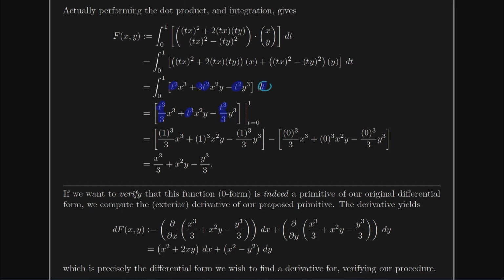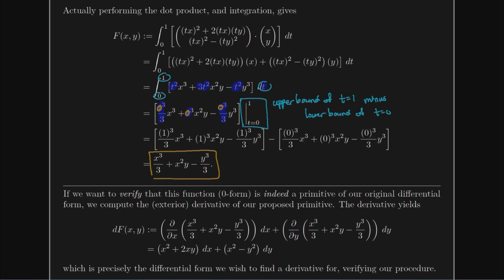Of course, in the variable t, I've got my lower bound and my upper bound. That's saying I'm going to evaluate on the upper bound of t equals 1 minus lower bound of t equals 0. So I just plug in the upper bound. That's when t equals 1. So a 1, a 1, and a 1. And then I subtract the lower bound when t is 0. So 0, 0, 0. Turns out the 1s are the only terms which survive. And I get x cubed over 3 plus x squared y minus y cubed over 3.